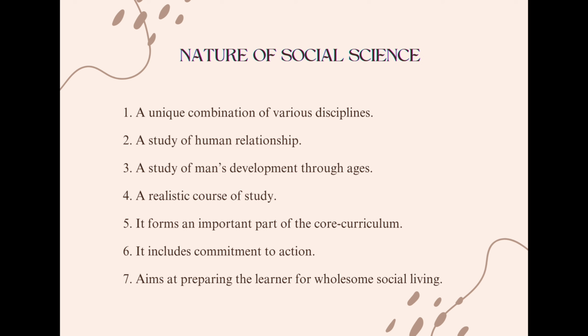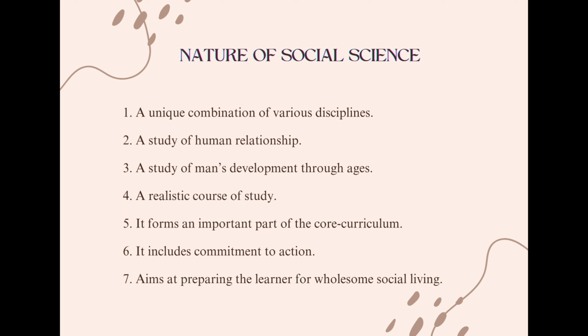In social science, we learn about different states, their languages, their traditions, customs, beliefs, systems, everything. When we learn about festivals from different states in India, we also understand how to respect each other's traditions. This helps us live together without fights and with more harmony. That's why we say that social science aims at preparing the learner for wholesome social living.